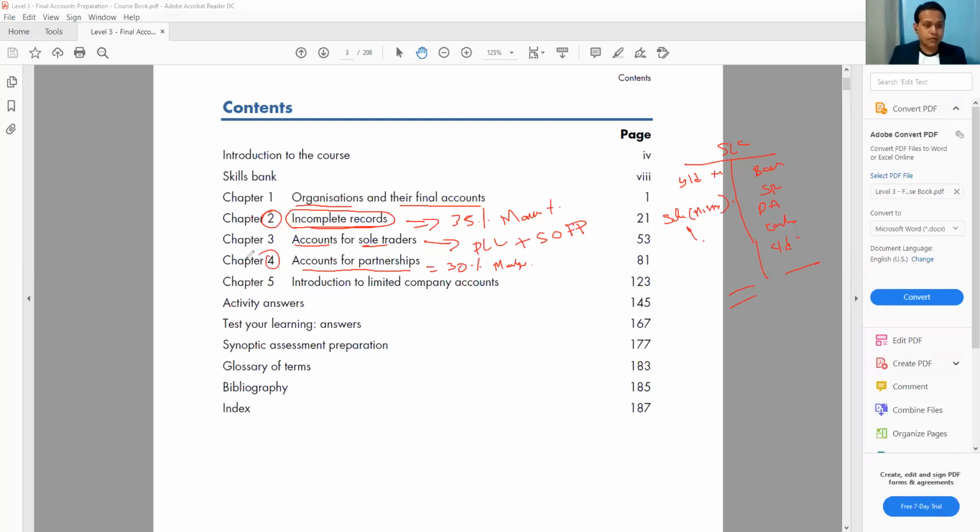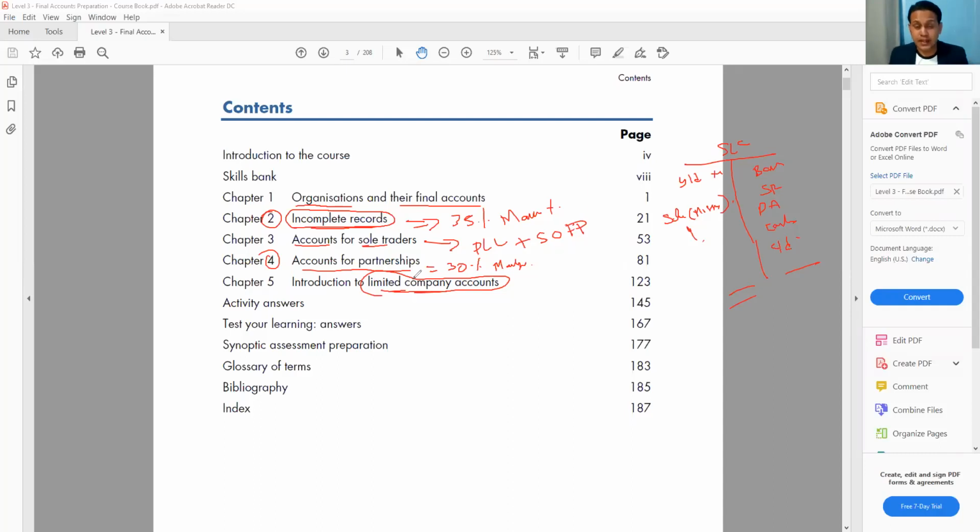Then chapter number 5 we have, that is the introduction to the limited company. Here we're only going to see the introduction. There will not be much in this chapter, because limited company is a very, very big area, and this area is connected to other things. For example, if you know how to prepare the accounts, but you don't know how to calculate the tax, it is not complete. So this is very, very relevant.